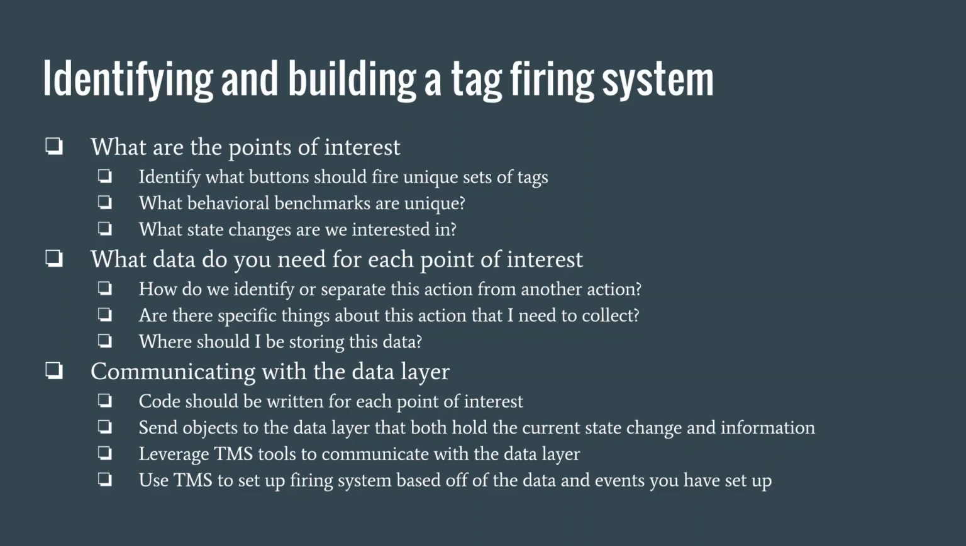The second point that I have here under communicating with the data layer is essentially just saying make sure that the objects hold the state change. They tell us about what's coming in and the information that's coming in. And if your TMS supports it, leverage the tools that communicate with the data layer for you because it's a lot easier. I'll get to some of those in the next section, but essentially we just want to make sure that we're taking full advantage of what the TMS is doing for us.